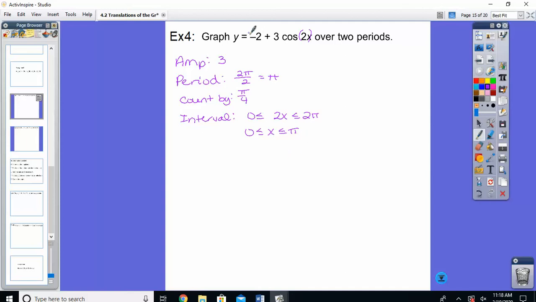The one thing we have not looked at yet, what would this -2 do to my graph? Down 2. Okay, let's graph.